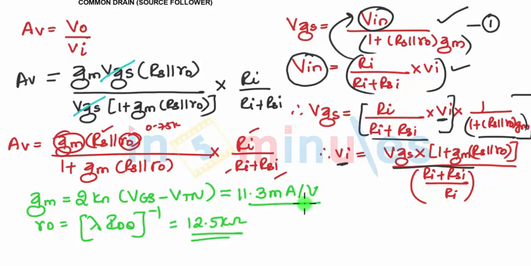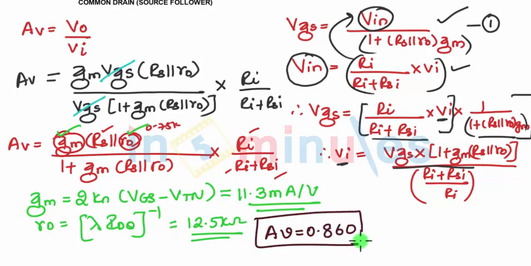Now what values do we know? We know gm, we know RO, all the values we know. So when you substitute in the equation, you will get the voltage gain as 0.860. What do we need to substitute? Ri. Ri is nothing but R1 parallel to R2. Small ro we have already found, and gm we have already found.